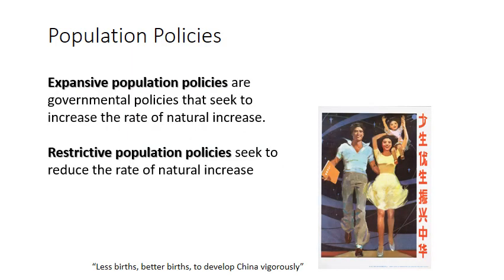Governments have population policies dealing with the size of their population. The 2 types of policies are expansive population policies, where the government is seeking to increase the rate of natural increase, and restrictive population policies, where they're seeking to reduce the rate of natural increase. Our examples for expansive population policies were Russia and Denmark, what we talked about in class, and restrictive population policies were China and India.